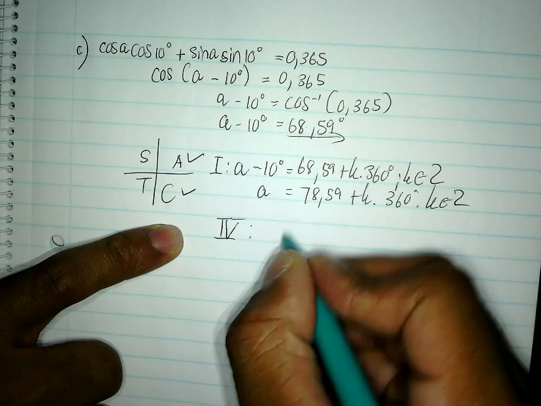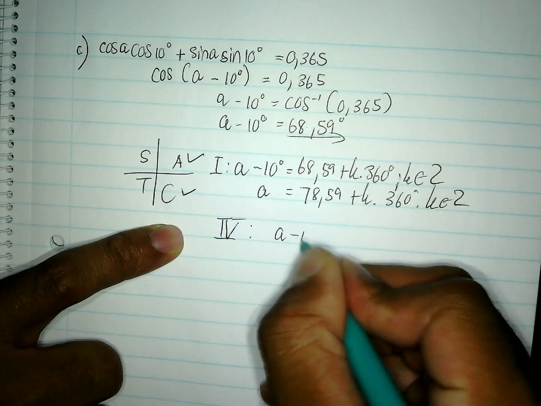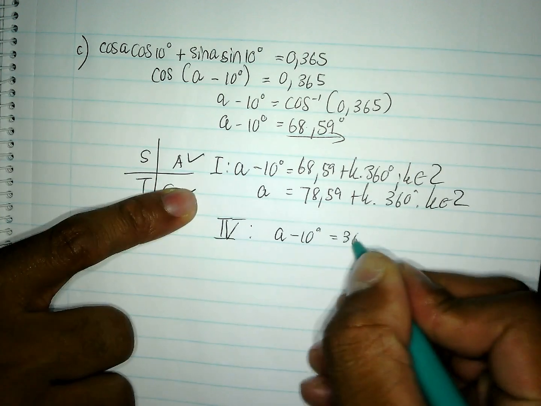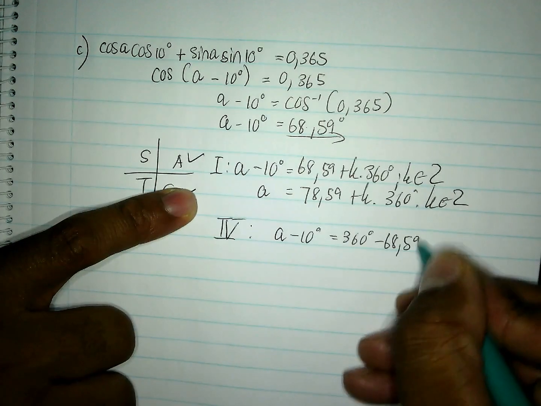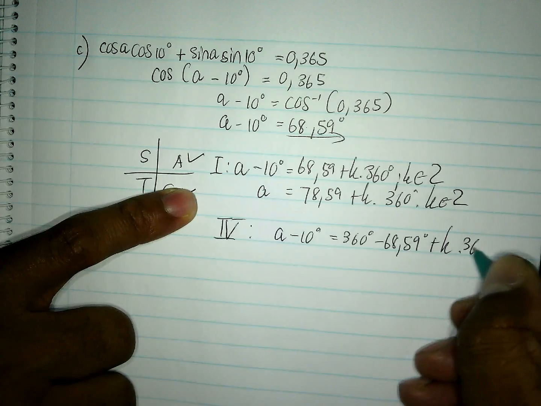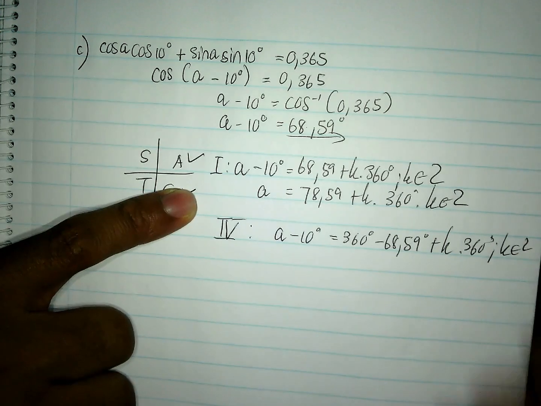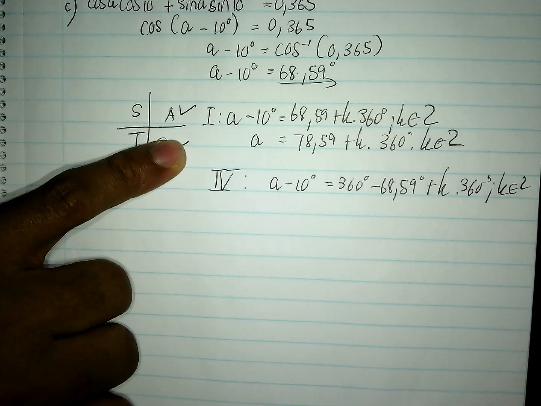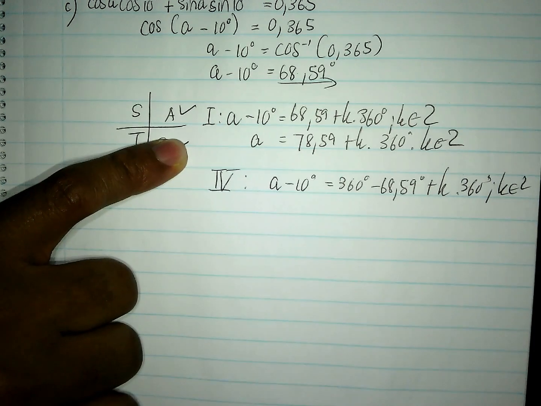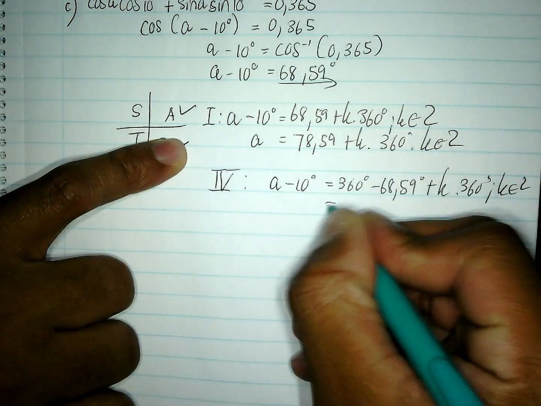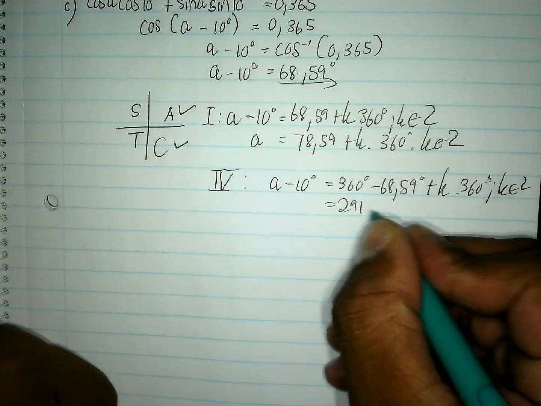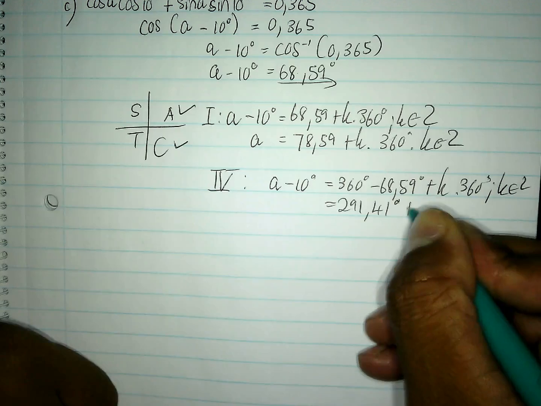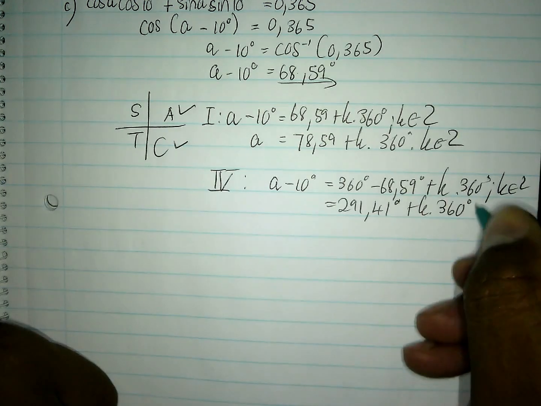So we have alpha minus 10 degrees, then it's 360 minus ref angle, which is 68,59 degrees, plus K 360, and K is an element of integers, right? Then 360 minus 68,59, we are going to get 291,41 degrees. Then it's going to be plus K 360.